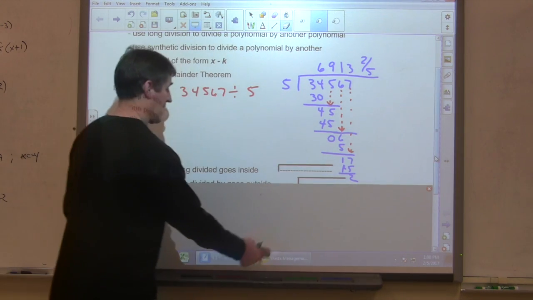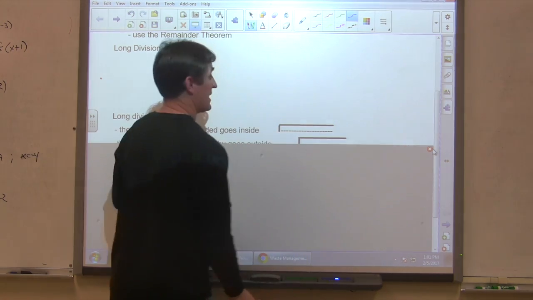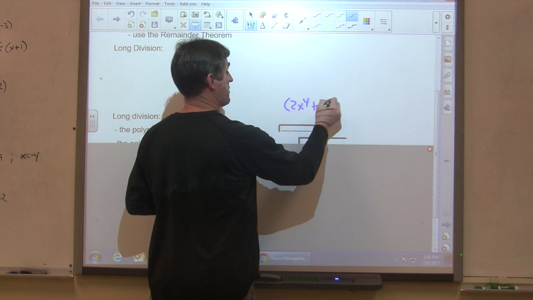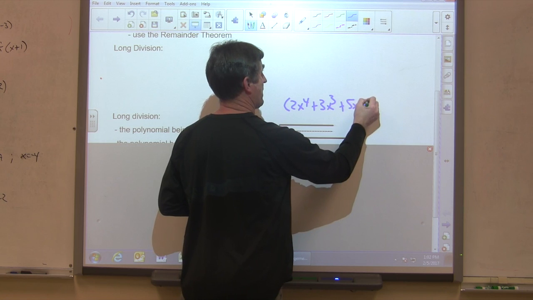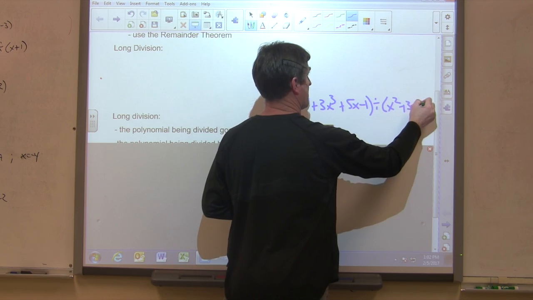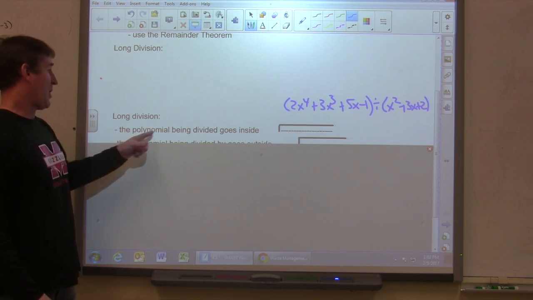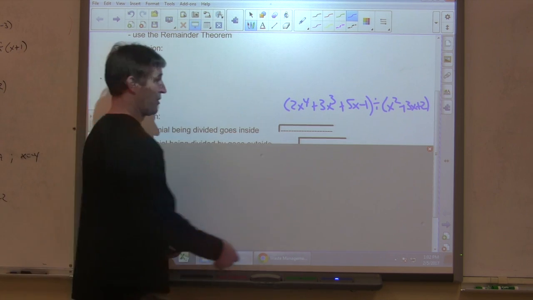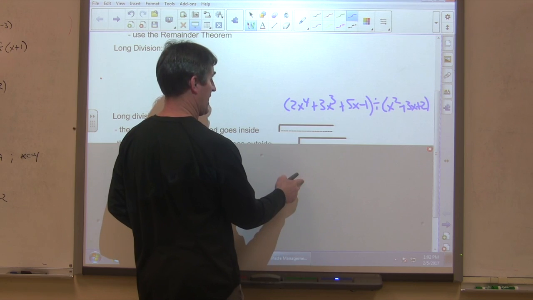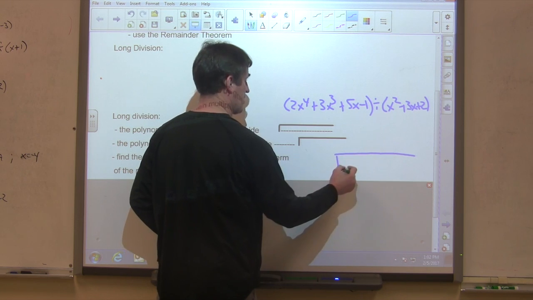Well, we can do this same thing with polynomials. So we're going to take the polynomial 2x to the 4th plus 3x to the 3rd plus 5x minus 1, and we're going to divide that by the polynomial x squared plus 3x plus 2. So we've got the steps here for long division. The polynomial being divided goes inside. So we're dividing this polynomial by this one. So this goes on the inside of the function, or this division sign.